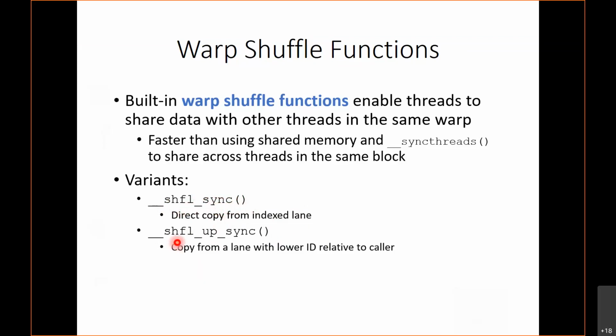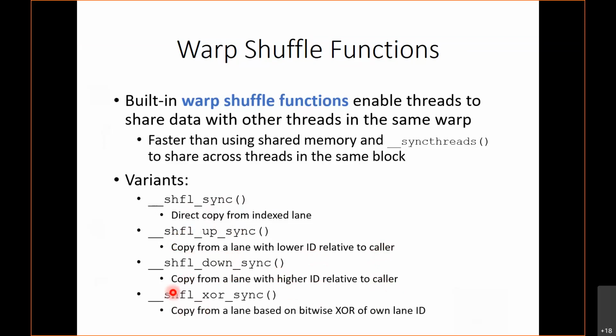So another one is shuffle up. With shuffle up sync, you shuffle from a lane with a lower ID relative to the thread you're shuffling to. There's also shuffle down sync, and that's where you copy from a lane with a higher ID relative to the caller. And then finally, there's shuffle XOR sync, where you copy from a lane using some bitwise XOR of your own lane.